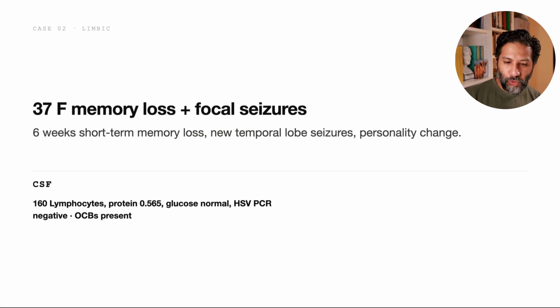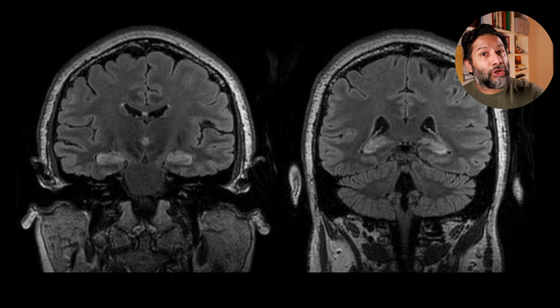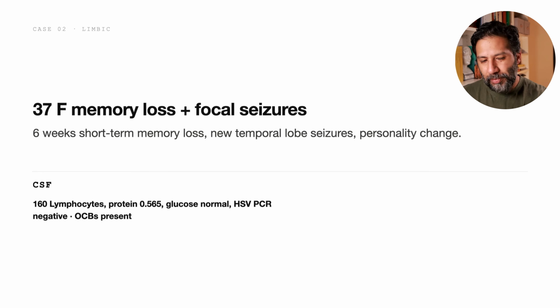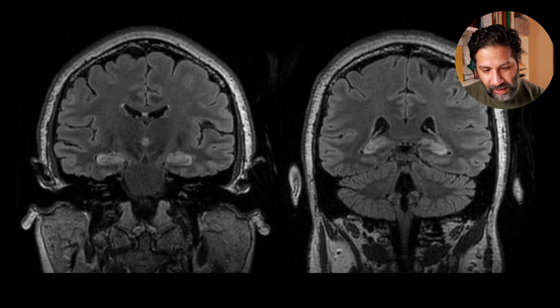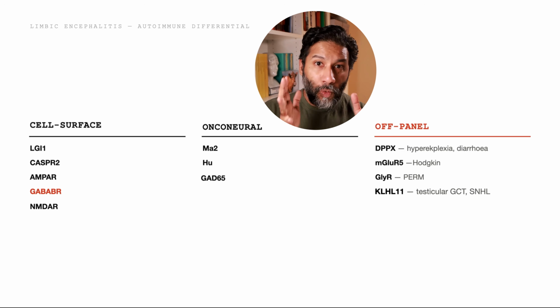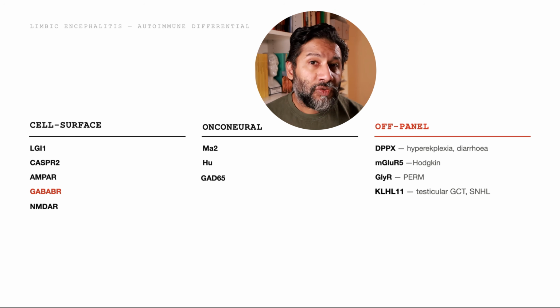Obviously, we want to rule out infections. We want to rule out all those other mimics that we talked about. But in this sort of situation, if the herpes comes back negative, and herpes is going to be very unlikely with 6 weeks of onset, I'd pulse this patient with steroids straight away. No doubt about it.